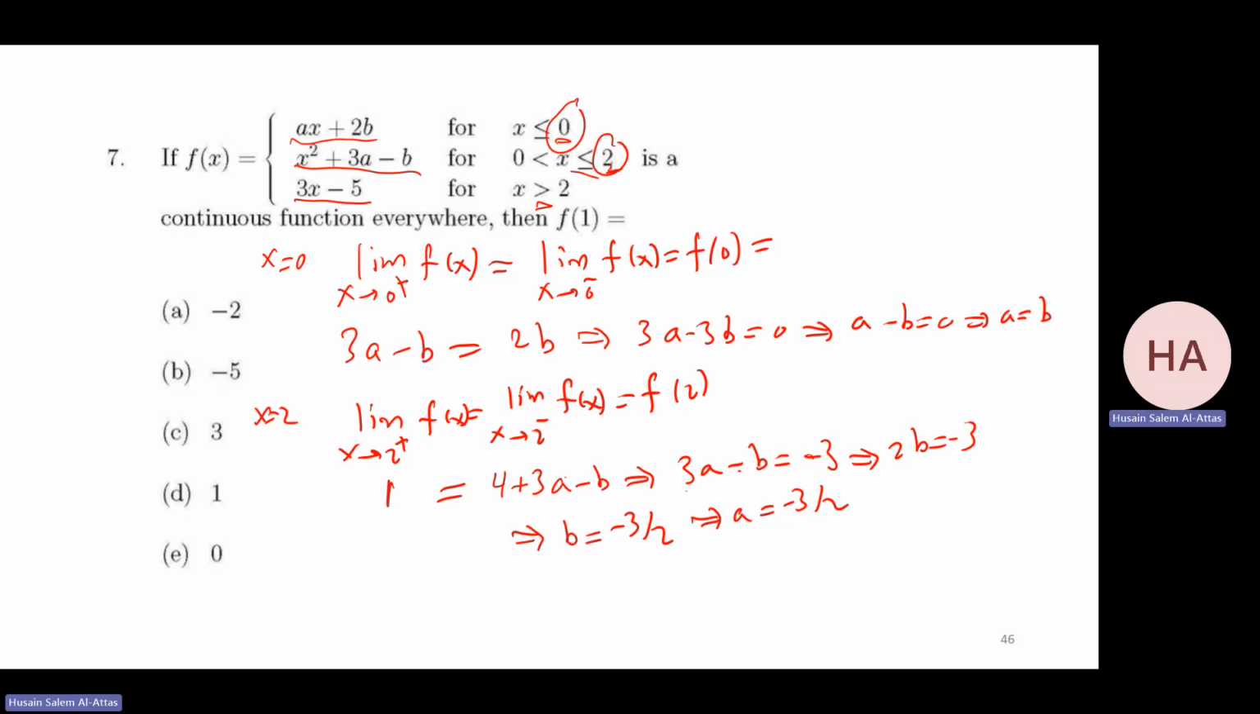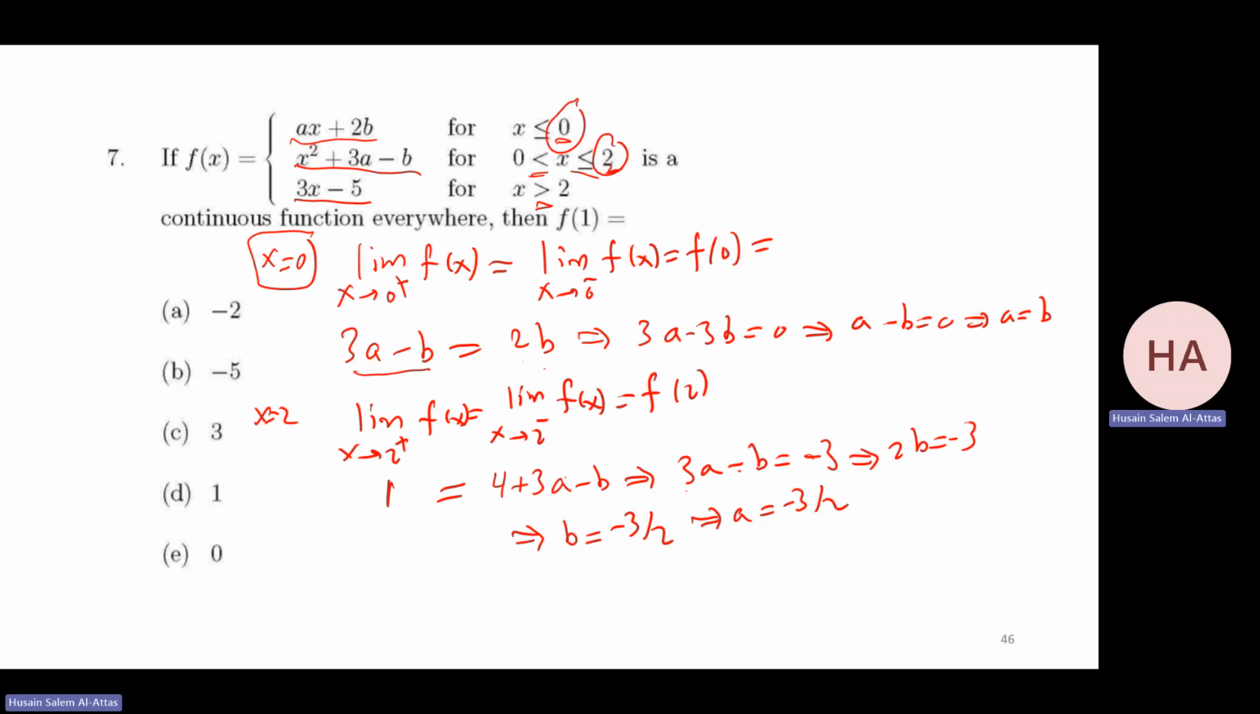Okay. Did I make a mistake somewhere? Because if at 1, it will be a fraction. Okay, maybe I made a mistake. Let me just double check it. X equals 0. From the right, I am here, so that will be 0, 3a minus b, correct? From the left, x is 0, so I have a times 0, 2b. So I have 3a minus 3b equals 0. So I divide by 3. Yeah, a minus b equals 0, so a equals b.